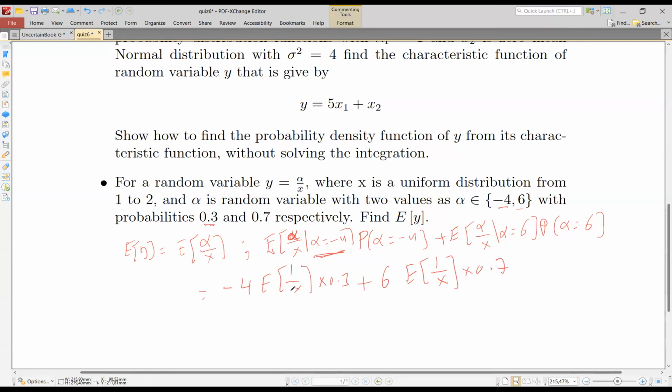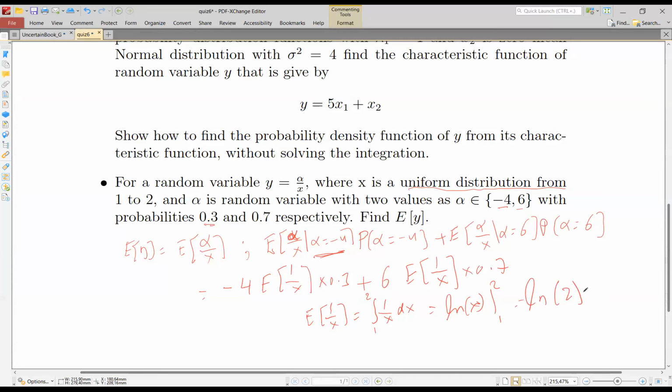So what is the expectation of 1 over x if x is uniform from 1 to 2? I explained this last week, but I will do it again here. It becomes the integral from 1 up to 2 of 1/x multiplied by 1, because it is uniform and the width is 1, so the height is 1, dx. This equals ln x, the natural logarithm of x, from 1 up to 2. ln 2 minus ln 1, and ln 1 equals 0, so this will be the natural logarithm of 2.